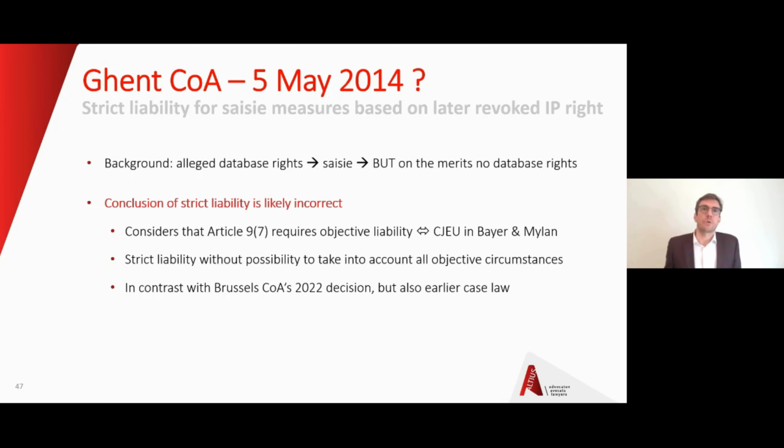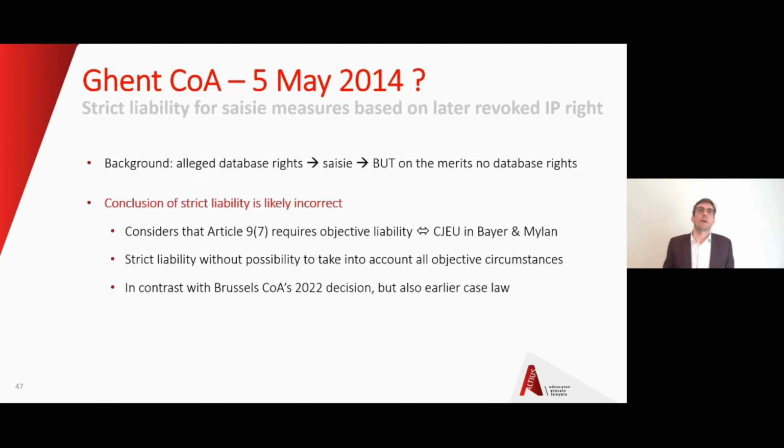What about the Ghent Court of Appeal's decision? Because you could conclude, yes, there is a fault liability regime in Belgium in case of a later revoked IP right. But on the other hand, you still have that Ghent Court of Appeal decision. As I said before, it's based on database rights. It was a saisie, and on the merits it was held that there were actually no database rights.